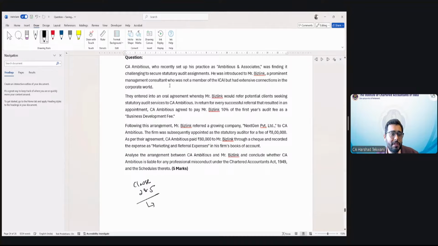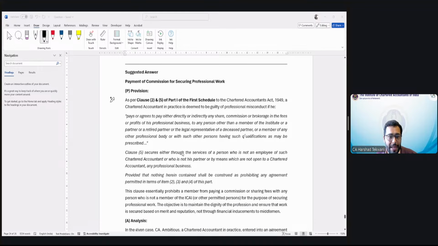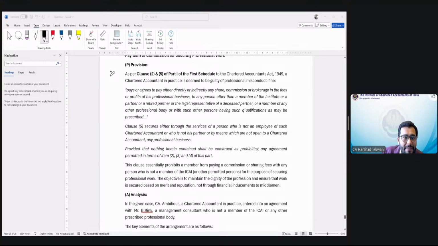Now the question is how to write the answer. How do we have to write the answer for this particular scenario? When you are going to write the answer for this question, there is an approach I recommend to every student. First, specify the provision. What are we talking about? We are talking about clause 2 and 5 of part 1 of first schedule of CA Act.